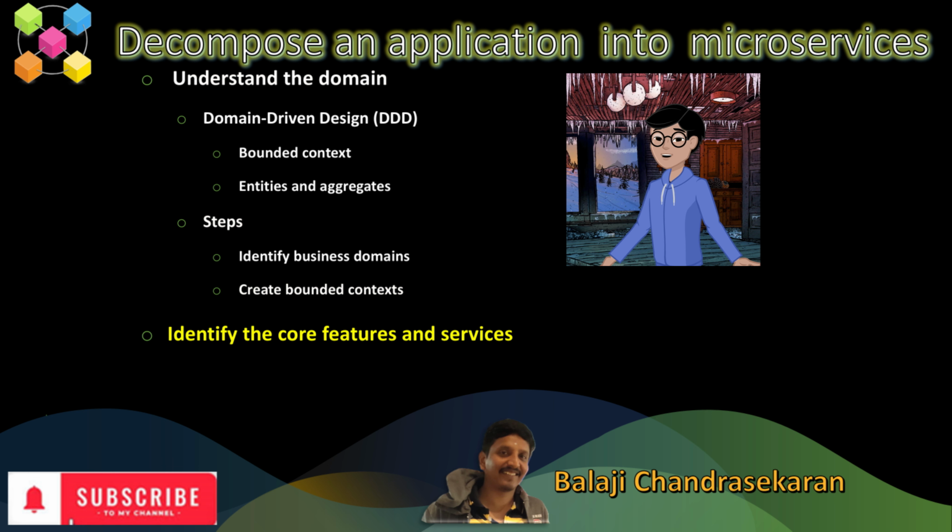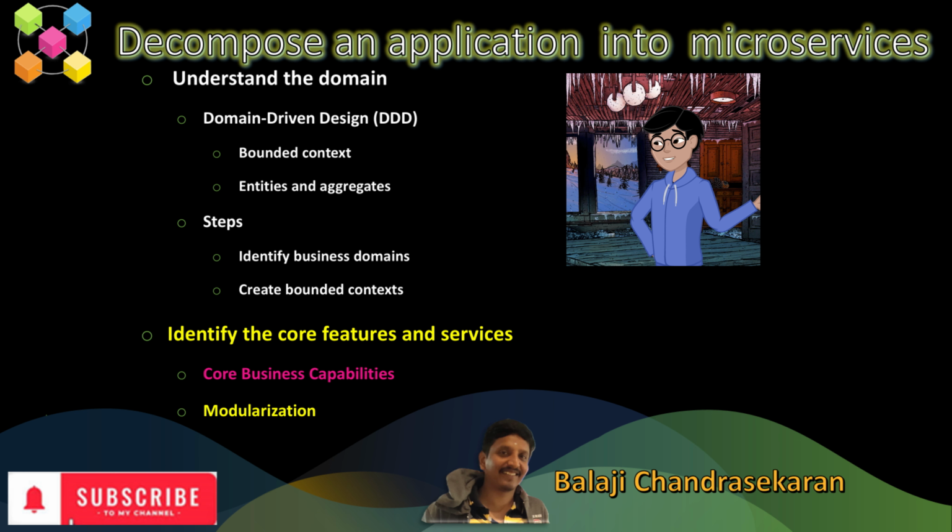Once you understand the domain, identify core features and functionalities that can be separated into distinct services. What are the core operations of the business? For example, if you are working on a banking system, services might include account management, transactions, and notifications. Think in terms of modules, where each module represents a potential microservice. Each module should handle a specific function, example billing, inventory, search, etc.